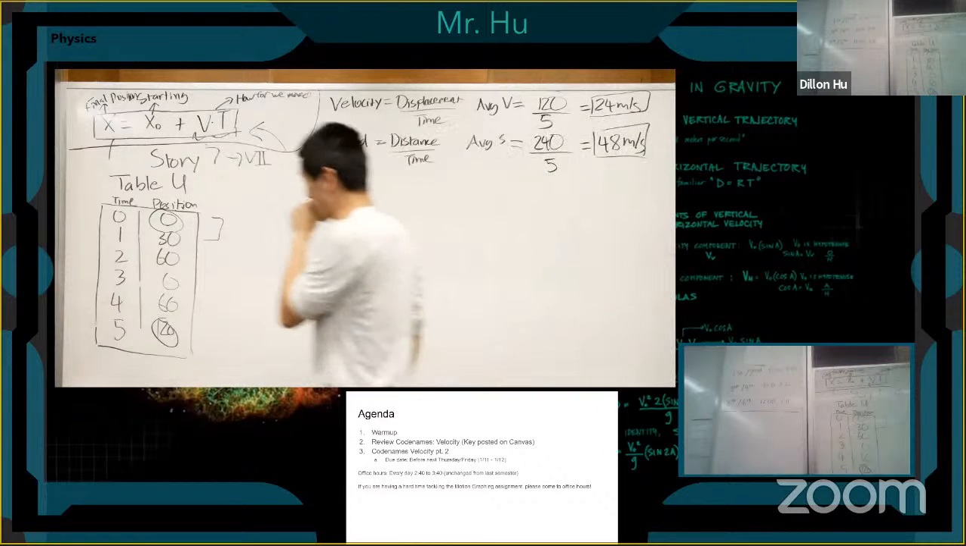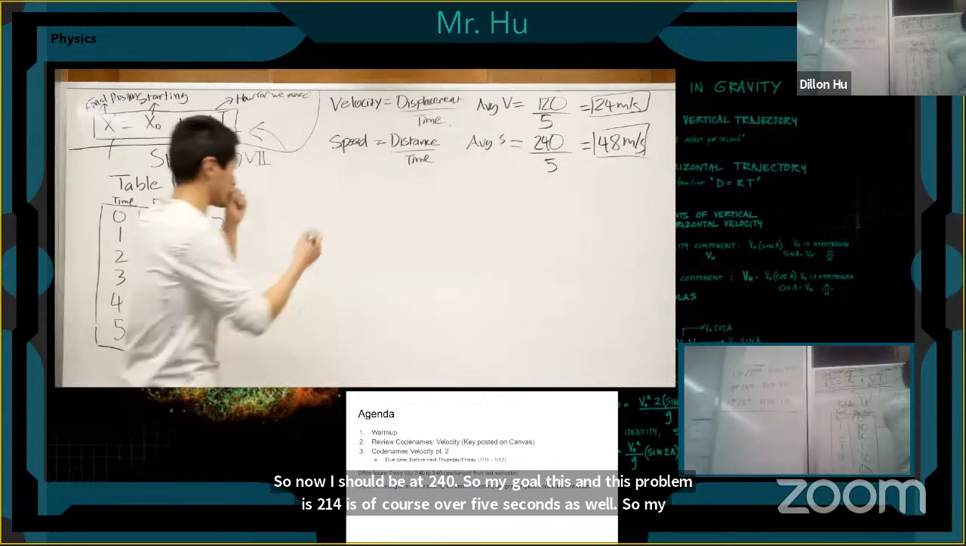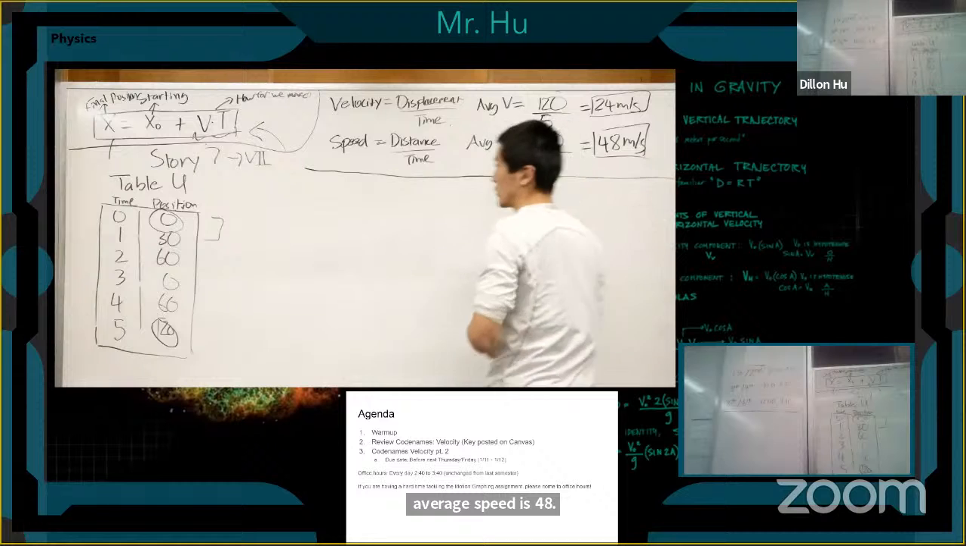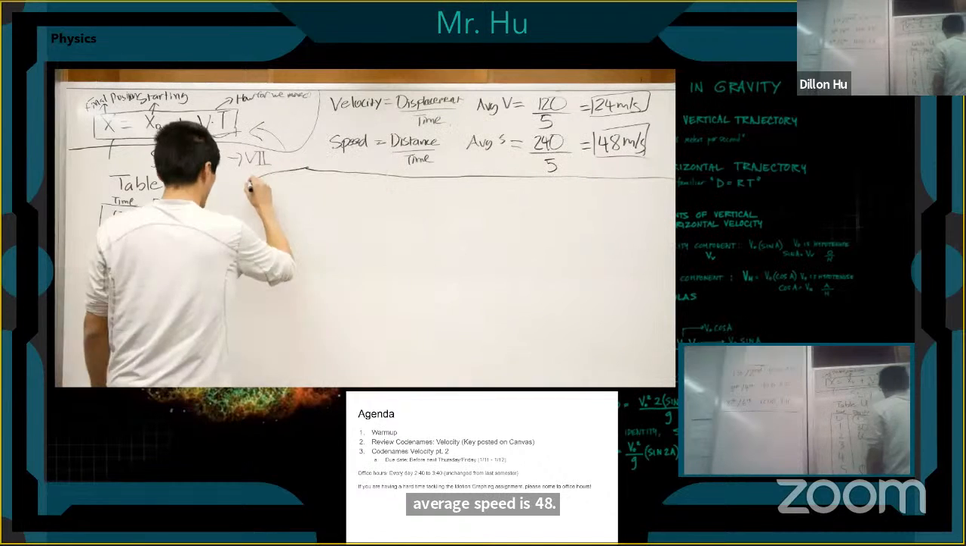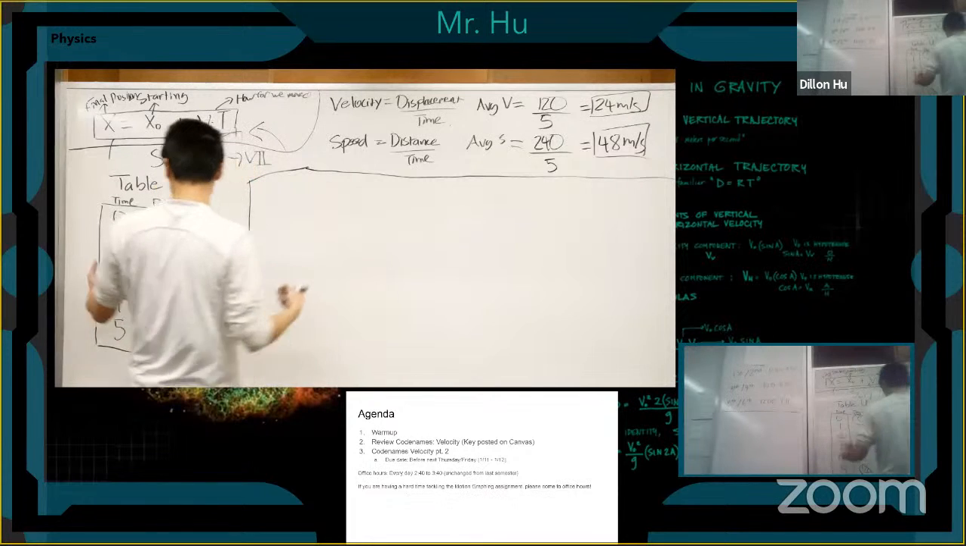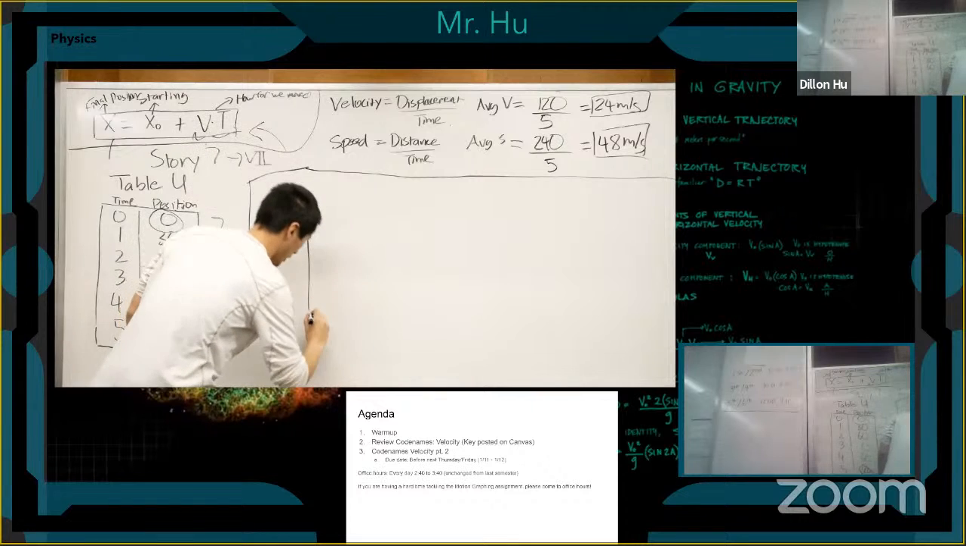So what I'm going to do now is show what the graphs look like. The first thing I'm going to do is draw the position versus time graph. To draw a position versus time graph, you can literally just take our data points here, and I'm just going to fill it into this graph.